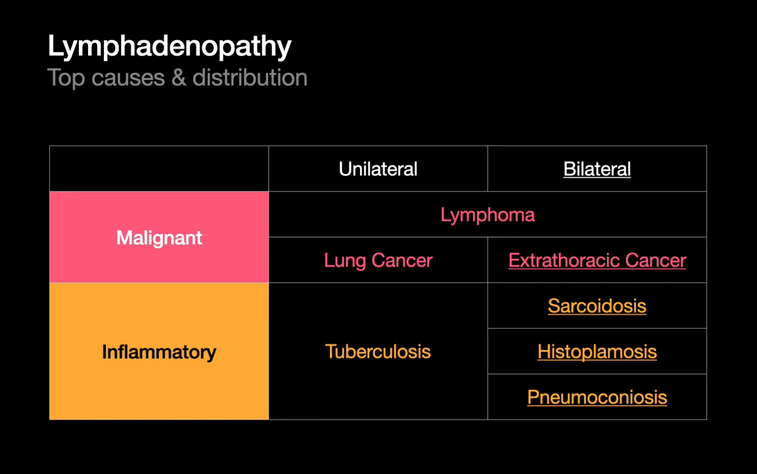So we'll think of lymphoma regardless if the hilar enlargement due to lymphadenopathy is unilateral or bilateral. With unilateral hilar enlargement due to lymphadenopathy, we'll also consider things like lung cancer and tuberculosis, while with bilateral hilar enlargement due to lymphadenopathy, we'll favor things like extrathoracic malignancy spread to the hilar lymph nodes, sarcoidosis, histoplasmosis, and pneumoconiosis in addition to lymphoma.